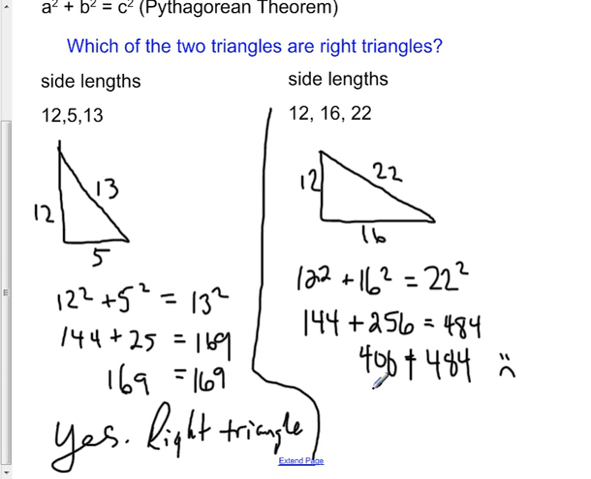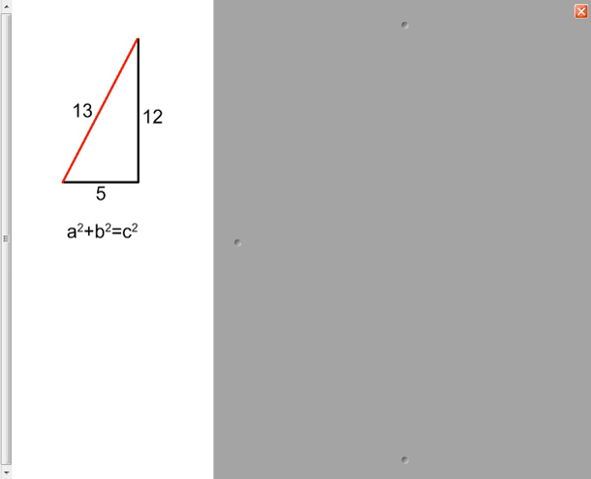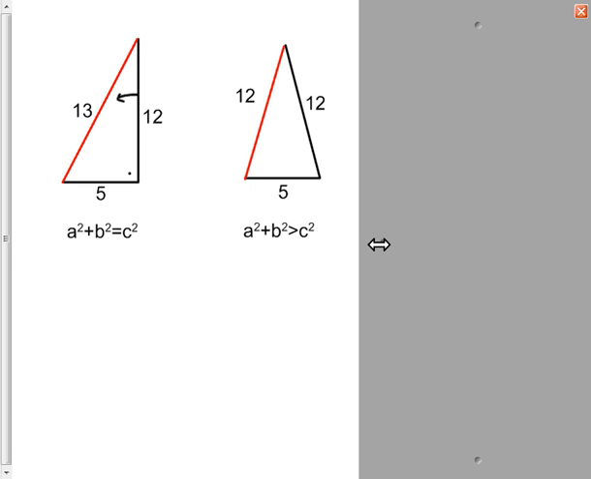So the question is next, what kind of triangle is it? Is it acute or obtuse? This angle right down here, it's not 90 degrees because it doesn't follow a squared plus b squared equals c squared. So we saw that a 5, 12, 13 is a right triangle. So what if I made this red line, the hypotenuse, smaller? What would happen to this angle right here? If I made this smaller, that means this 12 would rotate in, and it would end up connecting with this one now here.